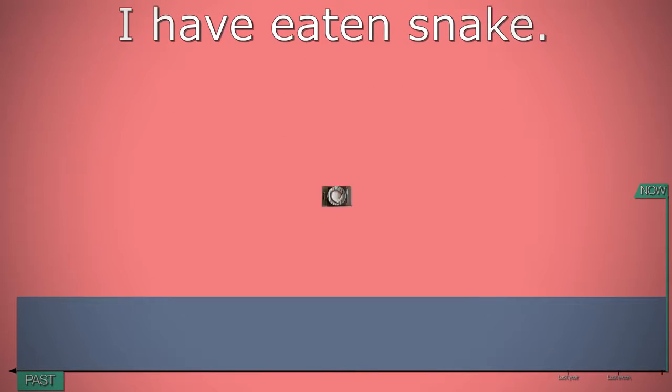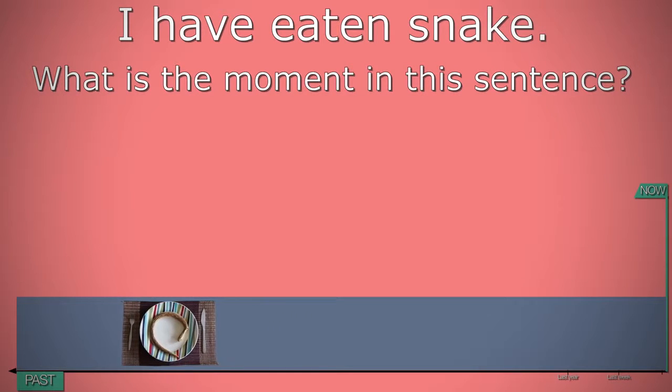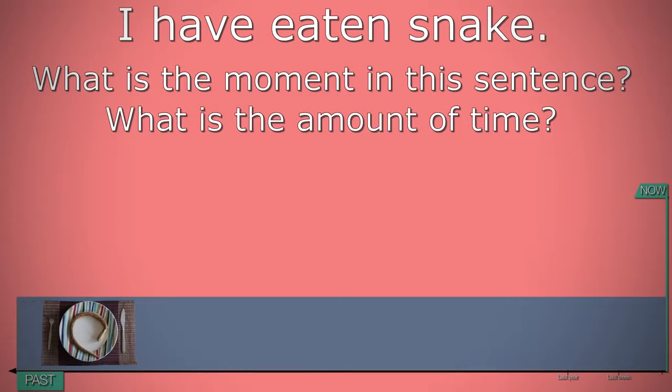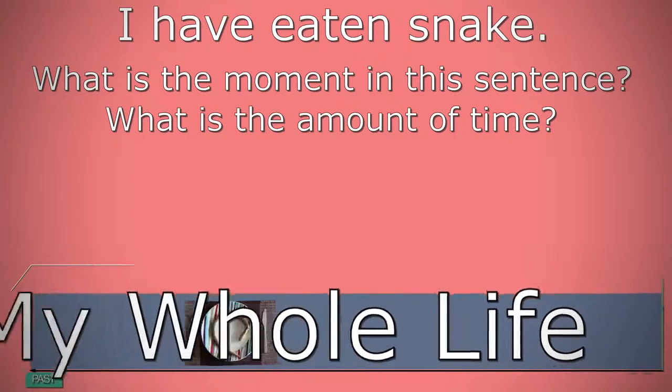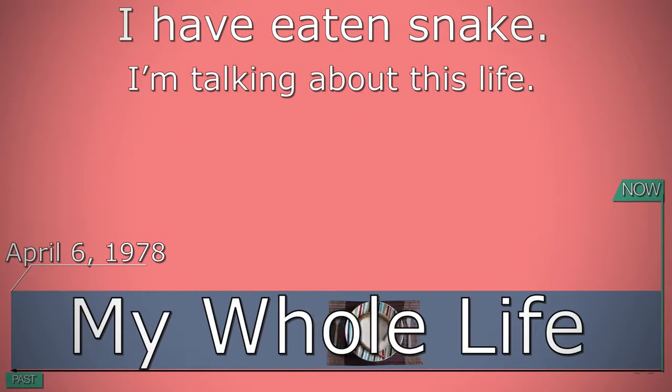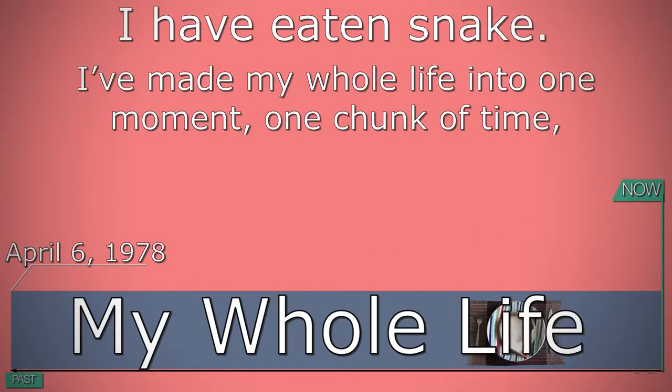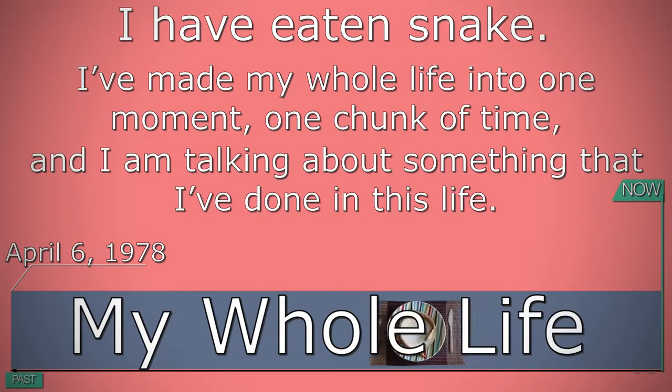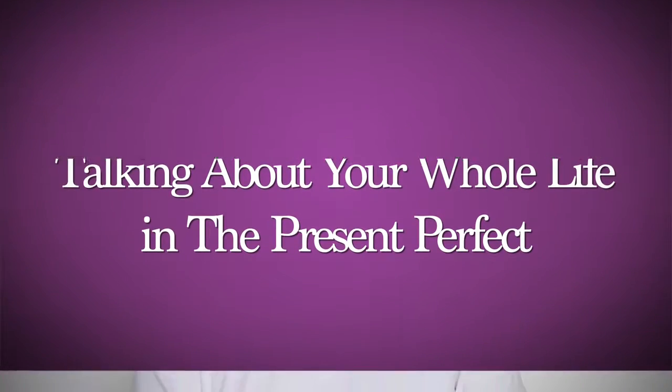I have eaten snake. What is the moment in this sentence? What is the amount of time? My whole life. I'm talking about this life. So I've made my whole life into one moment, one chunk of time, and I'm talking about something that I have done in this life. Okay, now let's look at examples of the use of present perfect talking about your whole life as the present moment.